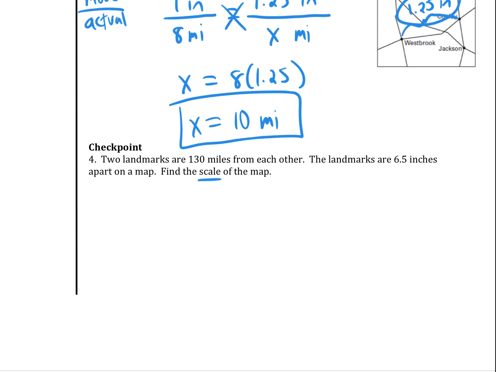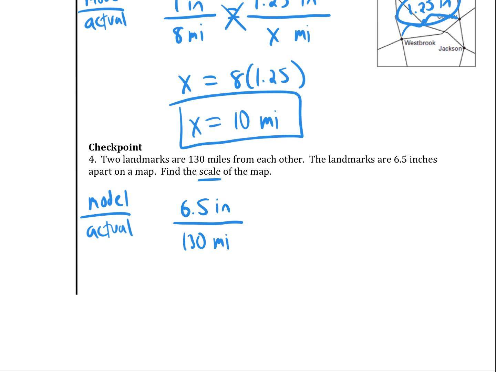All right, 2 landmarks are 130 miles from each other. The landmarks are 6.5 inches apart on a map. Find the scale of the map. So again, we're always going to try to do model over actual to keep things organized. So what's the model size? Is it 130 miles or 6.5 inches? 6.5 inches is the scale size. What's the actual distance? 130 miles.